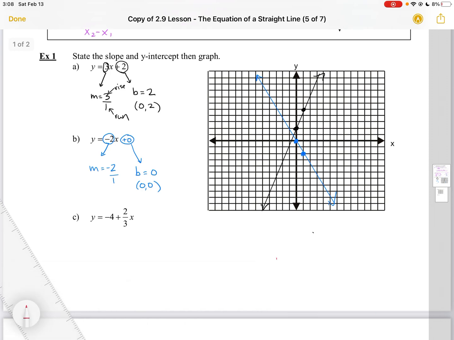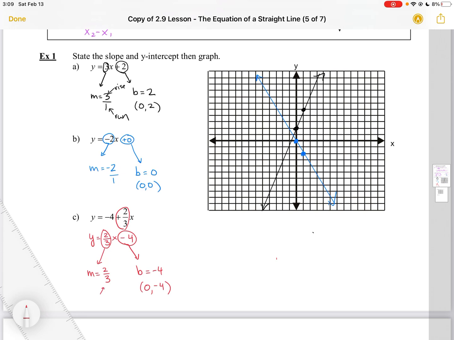The last one here, now I've been circling the first number because that's the one that happened to be in front of the x. In this example, the x is at the end. So what I can do is I can rewrite it as y equals 2/3 x minus 4. Now it's in the format that I'm familiar with. My m is the value in front of the x, and my b is the value at the end. I now have a point to start at, and I know how to get to my next point, so I can put that on the graph.